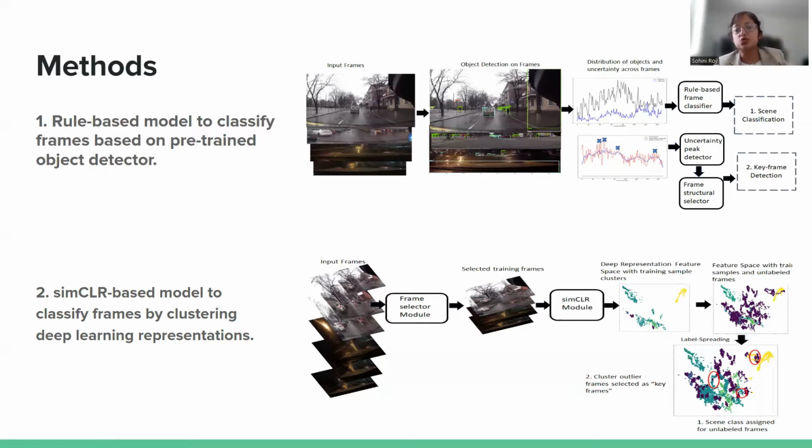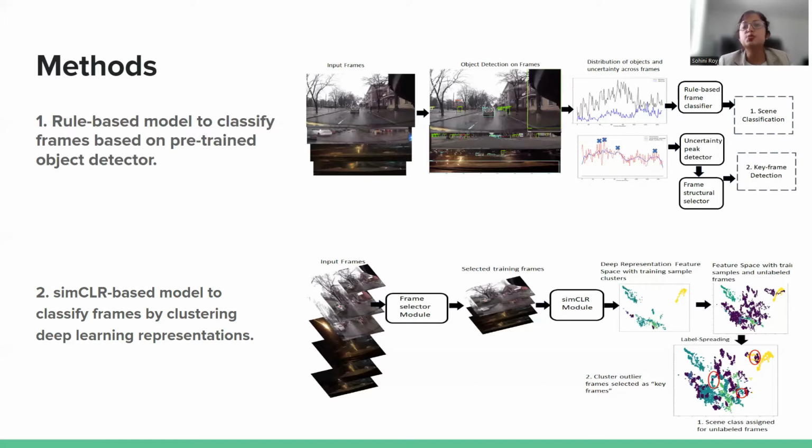And then we pass it through a SimCLR module. In the SimCLR module, we are able to extract a 2048-dimensional representation, which is a deep learning representation of every single frame. Then we plot these frames in the sample space and look at the underlying clustering pattern.